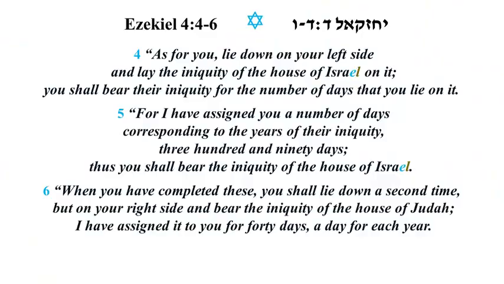Okay, verse 4. As for you, talking to Ezekiel, lie down on your left side, and lay the iniquity of the house of Israel on it. And you shall bear their iniquity for the number of days that you lie on it. For I have assigned you a number of days corresponding to the years of their iniquity, 390 days. Thus you shall bear the iniquity of the house of Israel. When you have completed these, you shall lie down a second time, but on your right side, and bear the iniquity of the house of Judah. I have assigned it to you for 40 days, a day for each year.